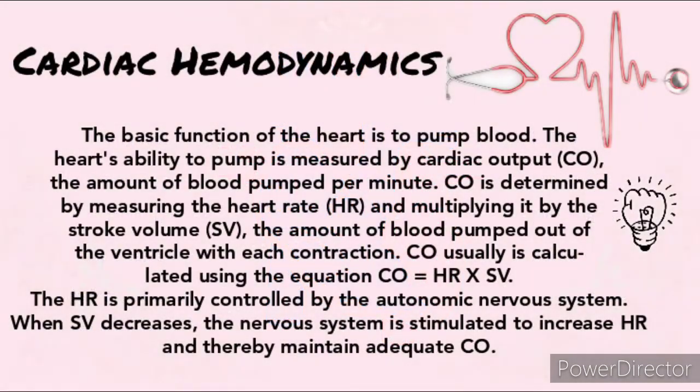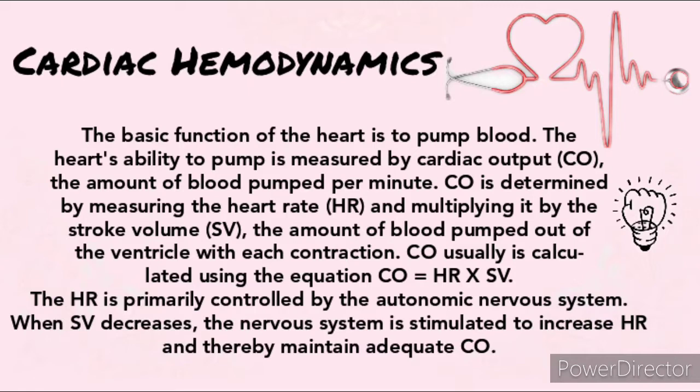Cardiac hemodynamics. The basic function of the heart is to pump blood. The heart's ability to pump is measured by cardiac output, the amount of blood pumped per minute. Cardiac output is determined by measuring the heart rate and multiplying it by the stroke volume, the amount of blood pumped out of the ventricle with each contraction. Cardiac output is calculated using the equation: cardiac output equals heart rate times stroke volume.